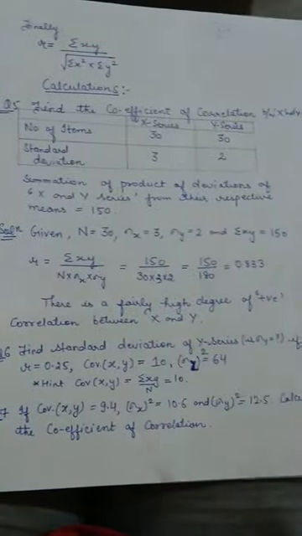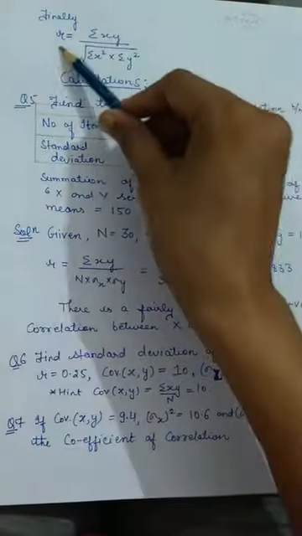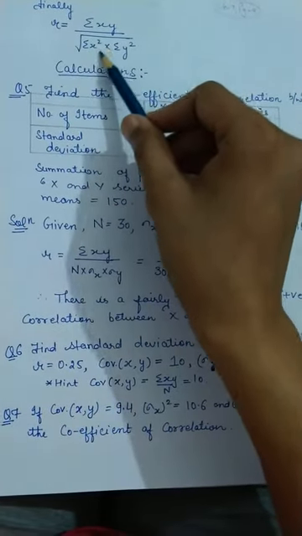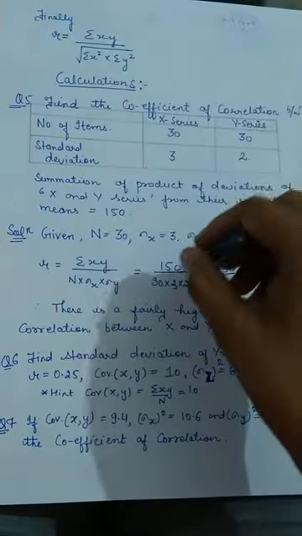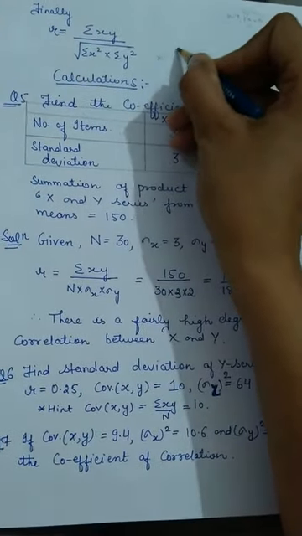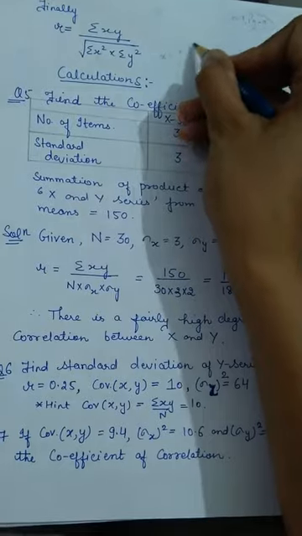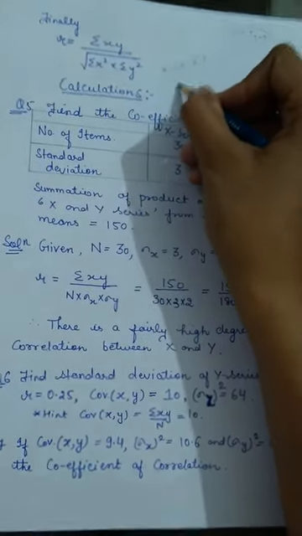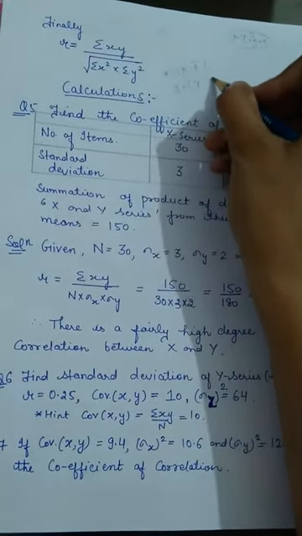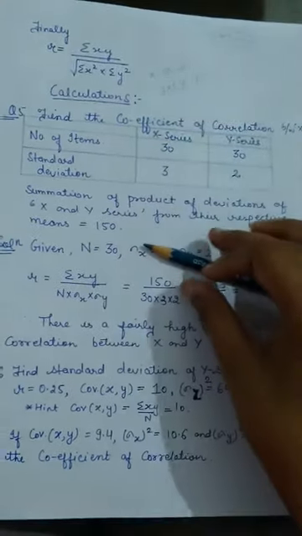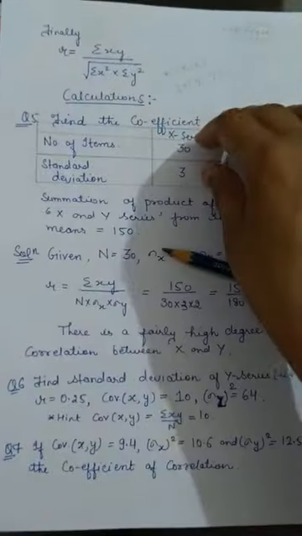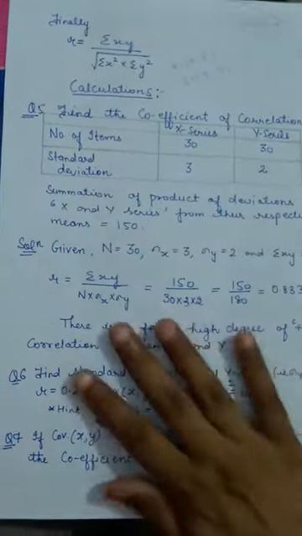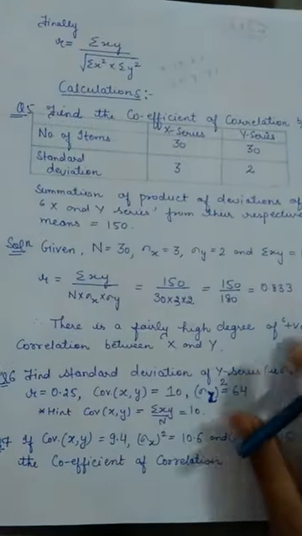Now children, finally we arrived at this, that R was sigma xy upon root of sigma x square into sigma y square. This is your small x, and your small x is x minus x bar, and your small y is y minus y bar. You have to see which x and y we are talking about, either the small one or the bigger one.